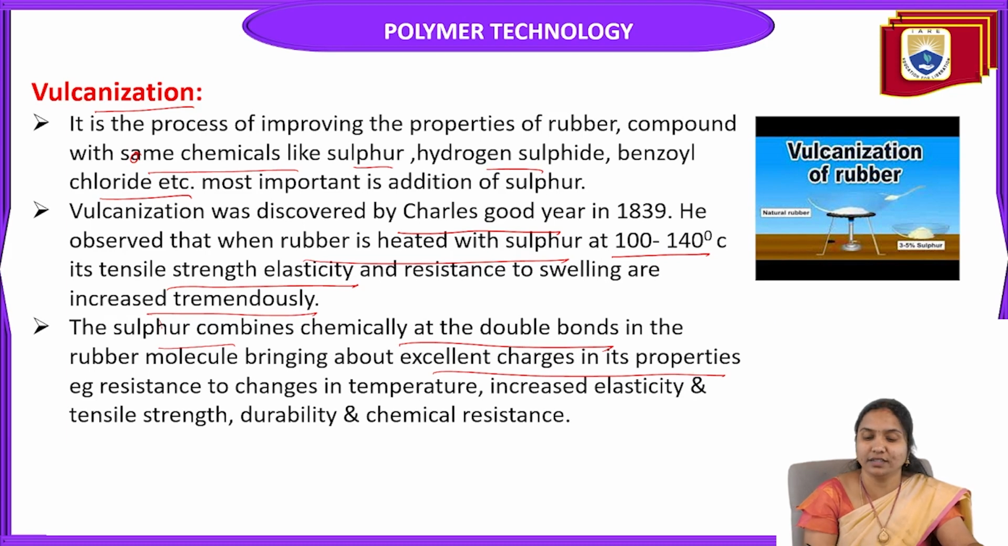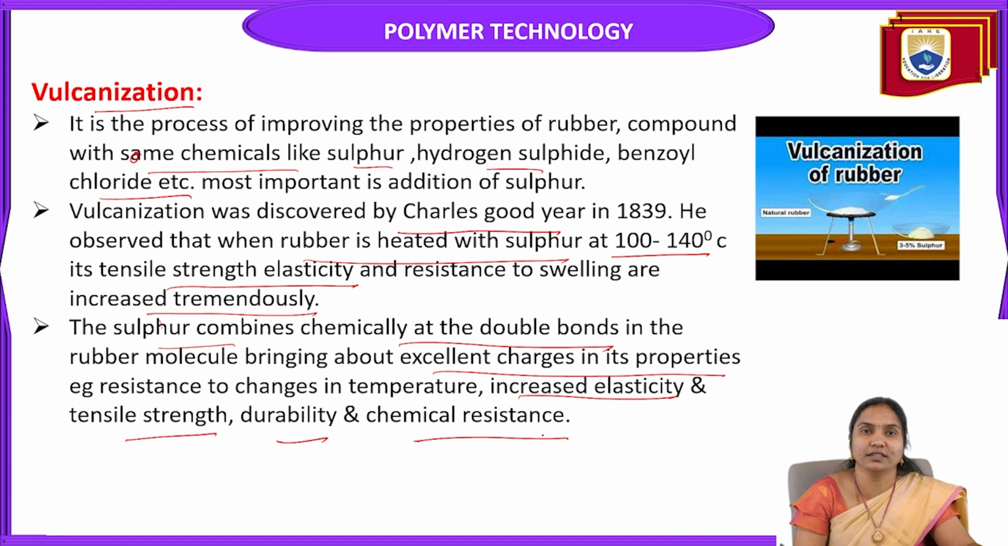temperature, increased elasticity, tensile strength, durability, chemical resistance. So this vulcanization process is mainly used to increase the properties of natural rubber.